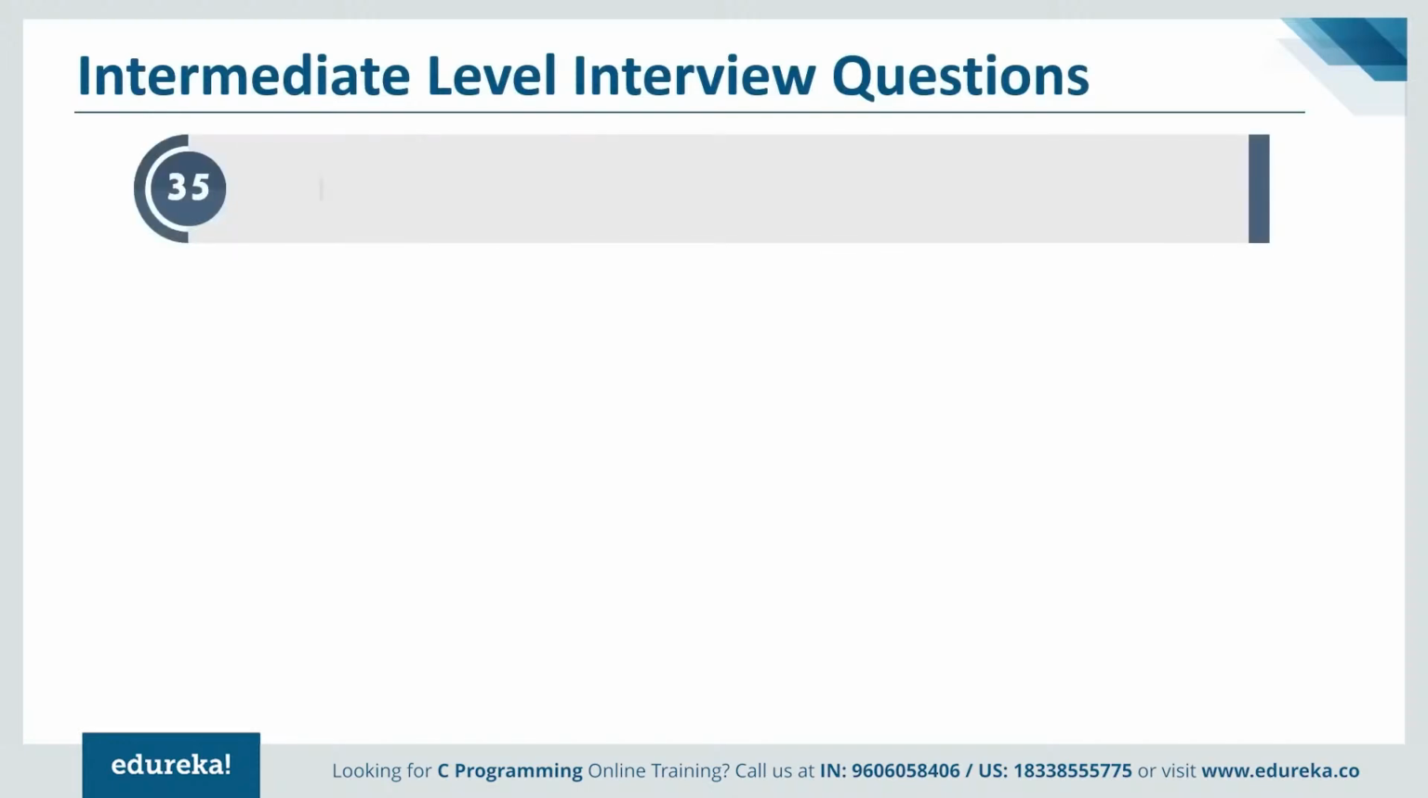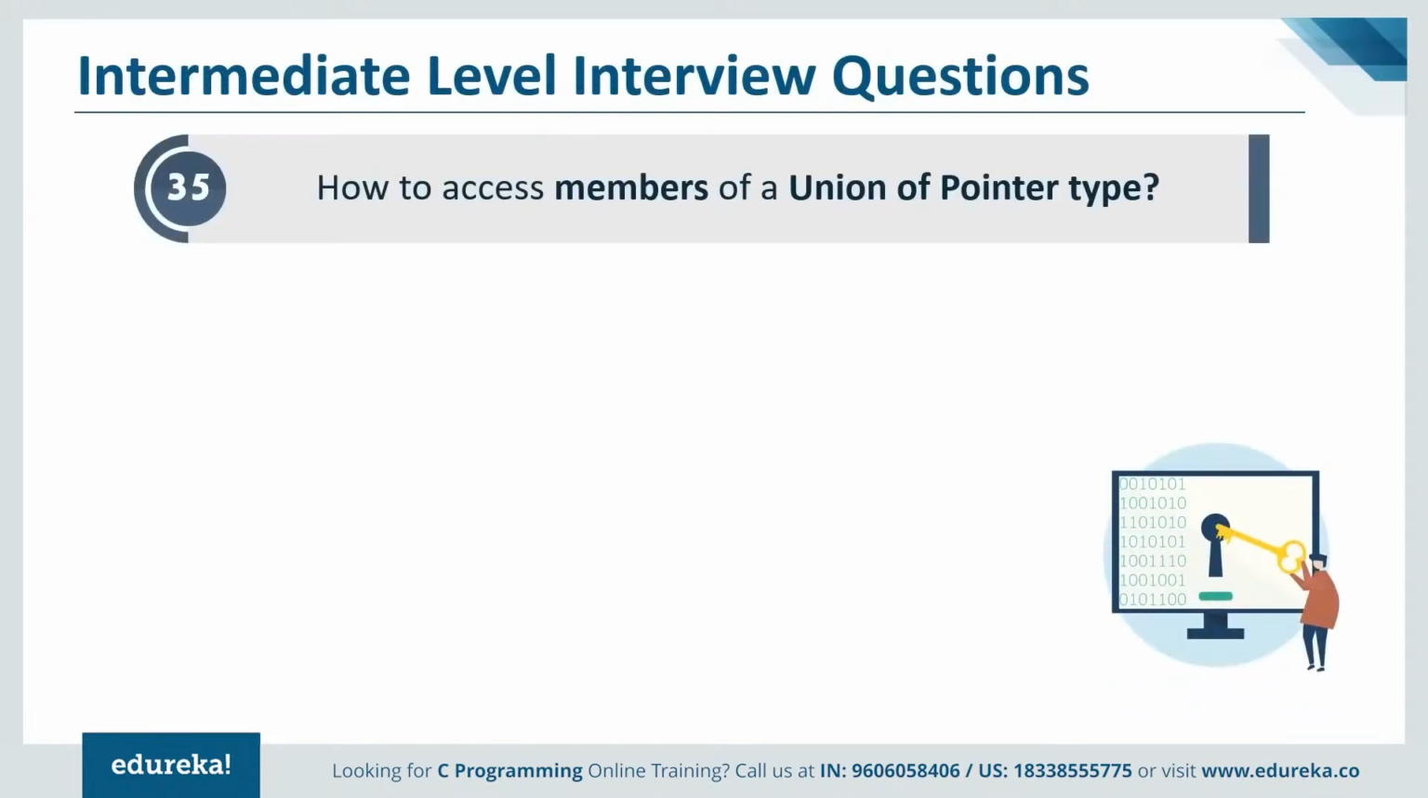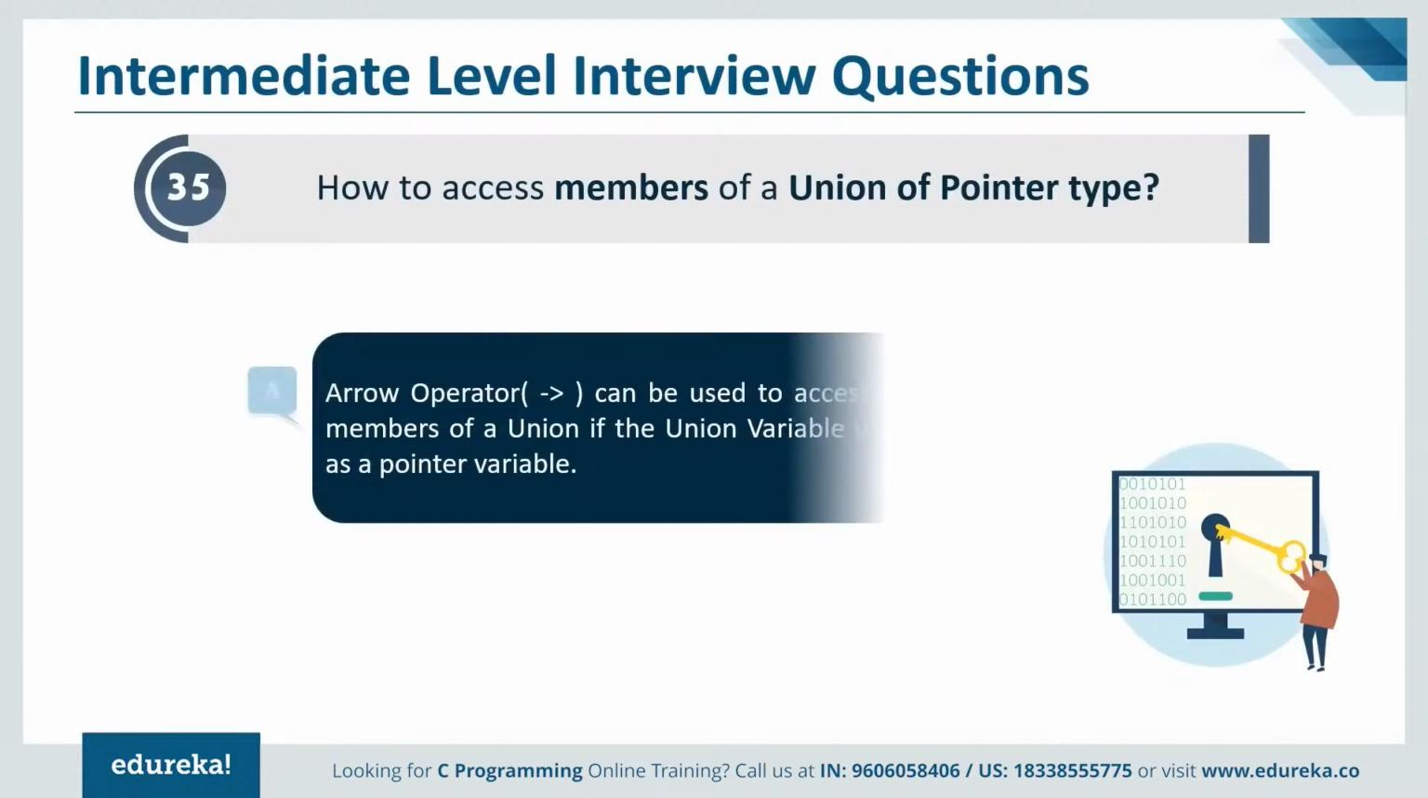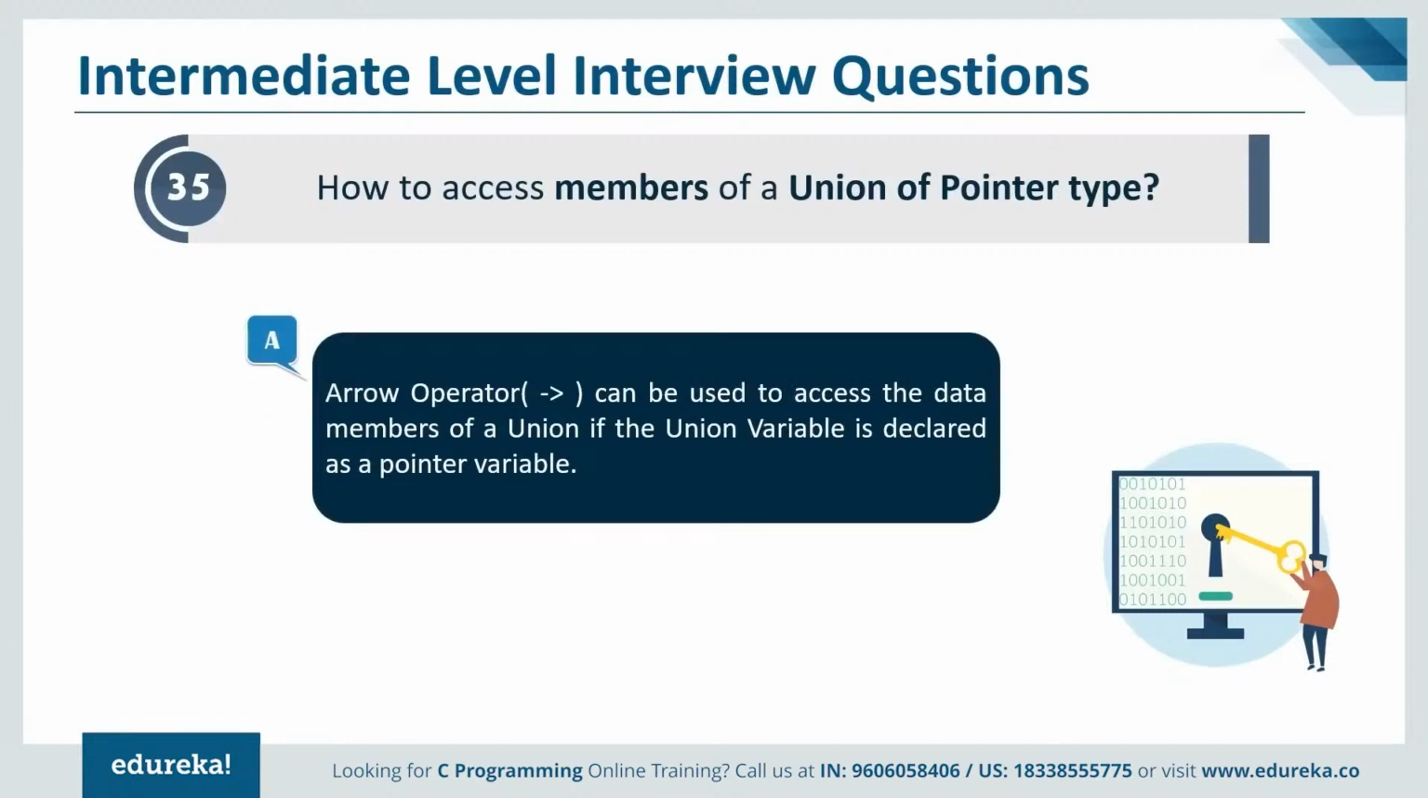The next question is, how to access members of a union of a pointer type? So the answer is simple. You basically use an arrow operator to access the members of a union which is of pointer data type.